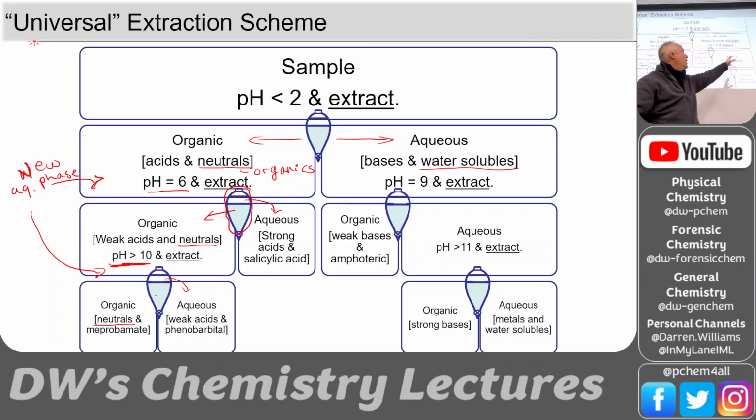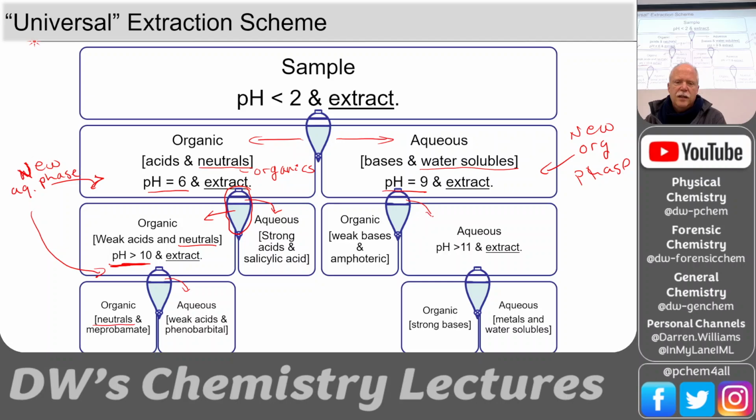What about the aqueous side? Well, we get over here, now we add a new organic phase. So we've extracted the aqueous, and then we bring in new organic phase. And adjust the pH to 9 and extract. And so we're going to get in the organic phase, some weak bases and some amphoteric molecules, maybe some amino acids and things like that.